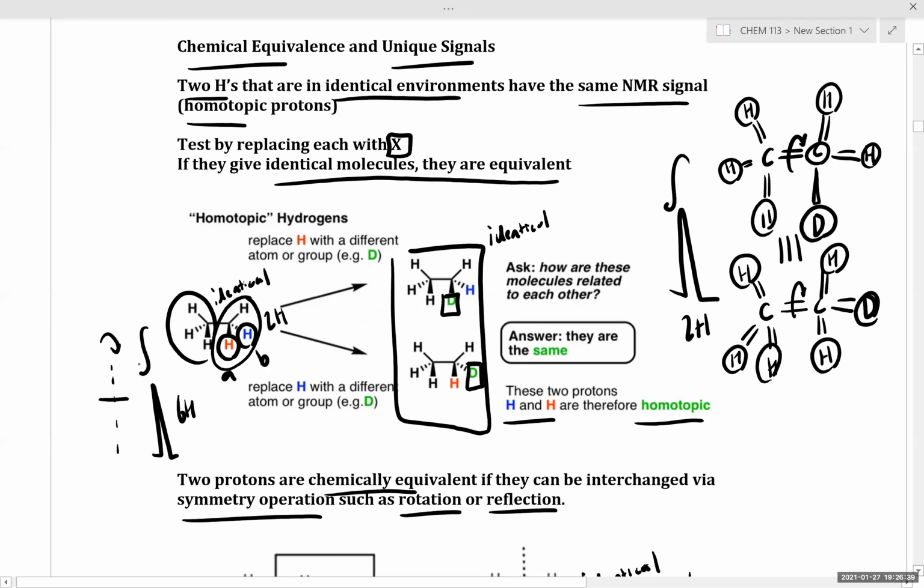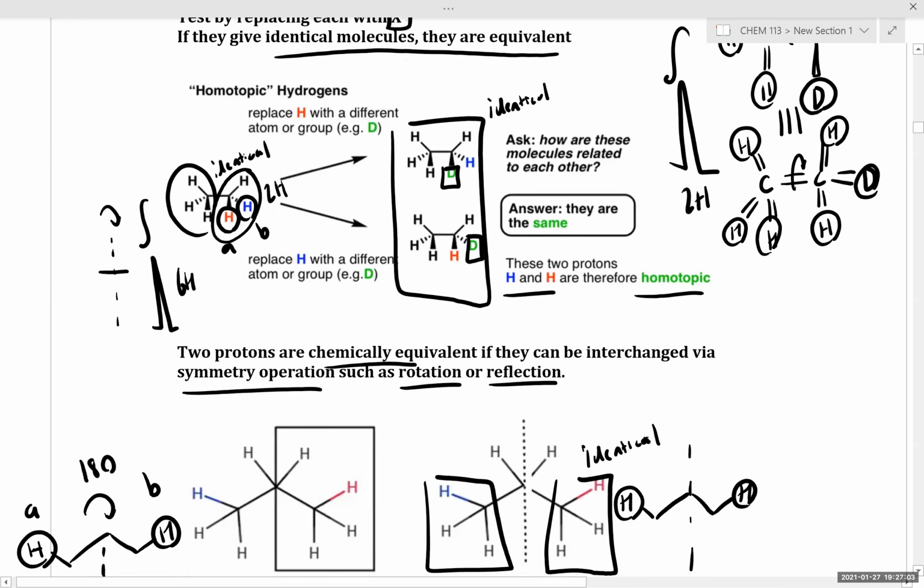Are we going to go more into depth on the deuterium thing? The D is just an arbitrary group. It's not deuterium. It's just an arbitrary group that we use to see whether these two structures are identical. So D is like a test group. Does that make sense? Yes, thank you. Perfect.